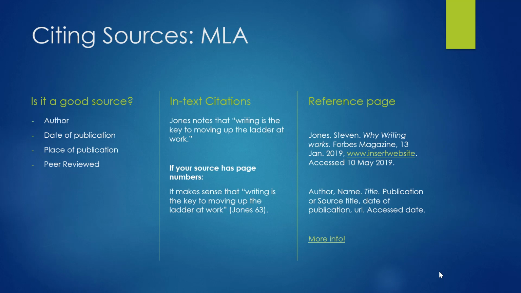So in the second example, it says, it makes sense that writing is the key to moving up the ladder at work. And then my citation has the last name followed by the page number. Notice that there's no comma, there's no PG to indicate page number. You don't need any of that. Including that would be incorrect. So it's very simple, last name, space, page number.